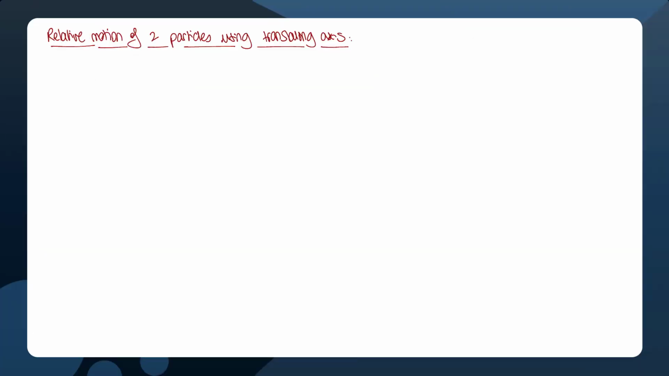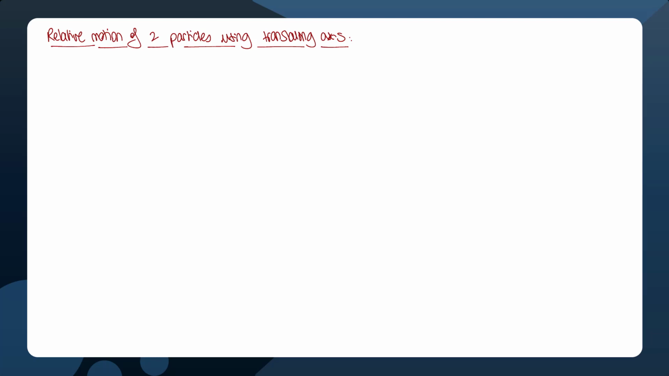So far we have talked about velocity and acceleration in an absolute sense. Let us now discuss the relative motion of two particles using a translating axis. So when do we have relative motion? Well, relative motion occurs whenever you have two particles that are both moving, and we are interested in knowing the velocity of one particle with respect to the other that's also moving.